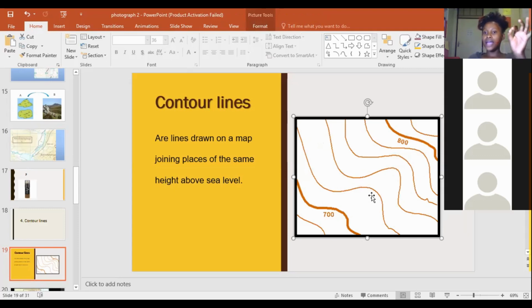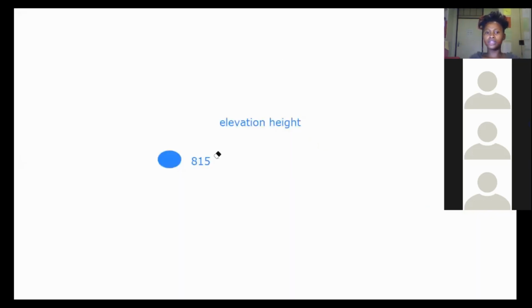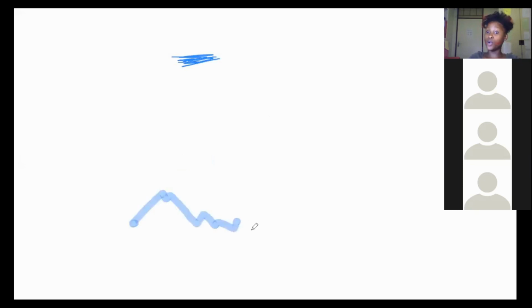So the dark shaded lines show our elevation. They show whether our slope is increasing or decreasing, right? This is the top of the mountain. This is your water.